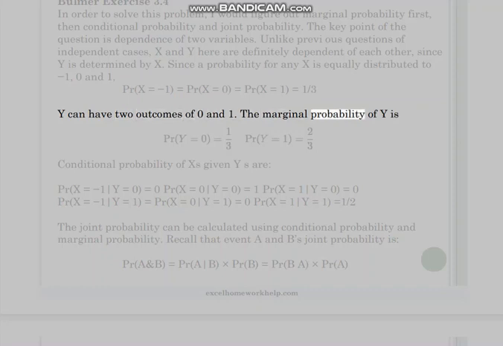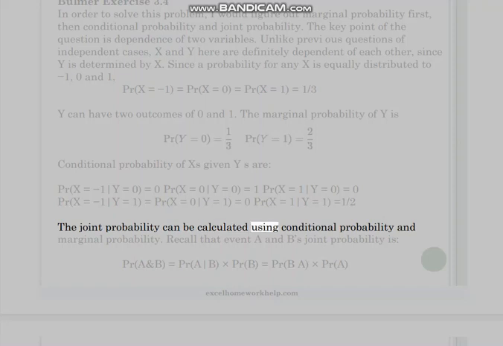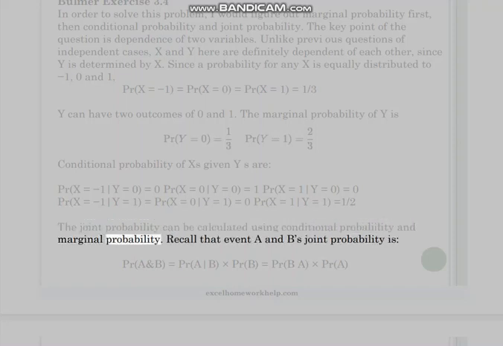The marginal probability of Y, and the conditional probabilities of X given Y, are: Pr(X=-1|Y=0) equals 0, Pr(X=0|Y=0) equals 1, Pr(X=1|Y=0) equals 0, Pr(X=-1|Y=1) equals 1/2, Pr(X=0|Y=1) equals 0, Pr(X=1|Y=1) equals 1/2. The joint probability can be calculated using conditional probability and marginal probability.